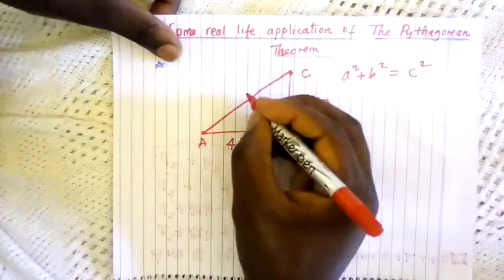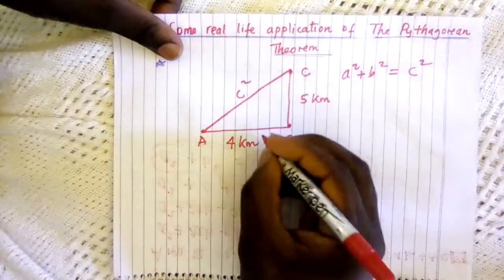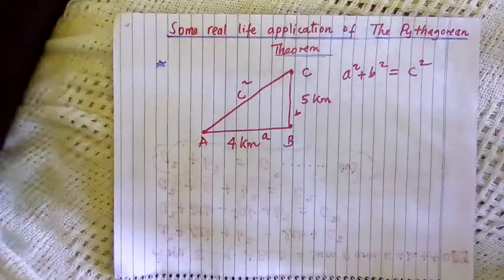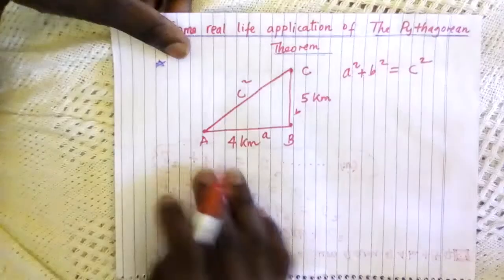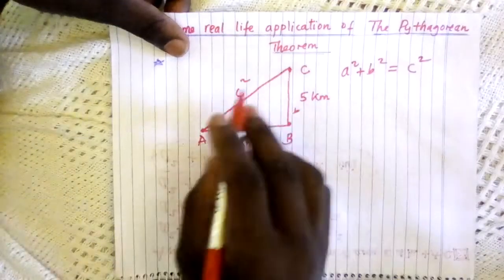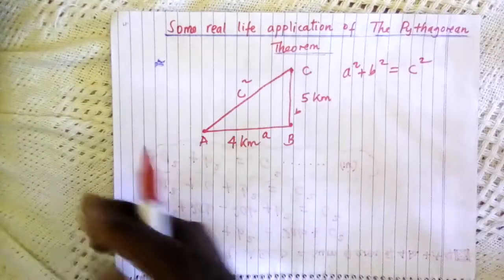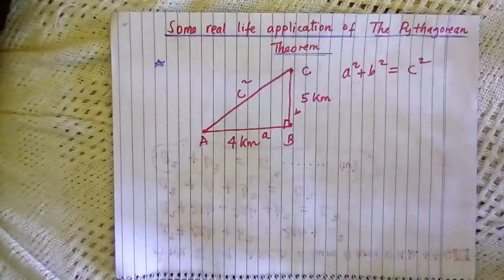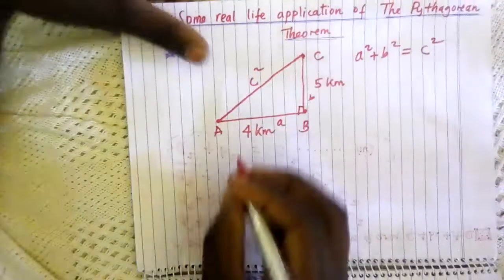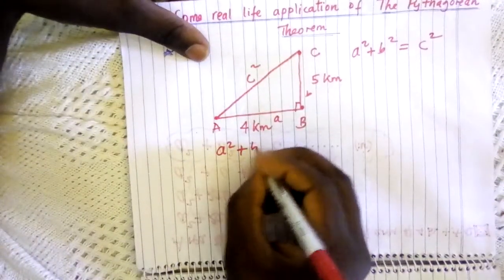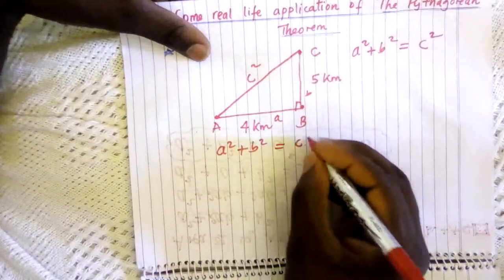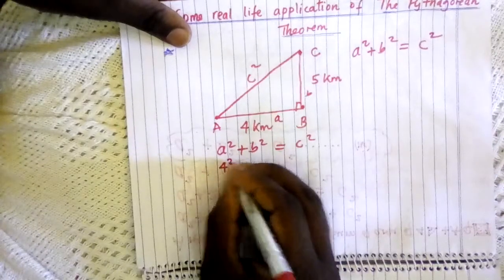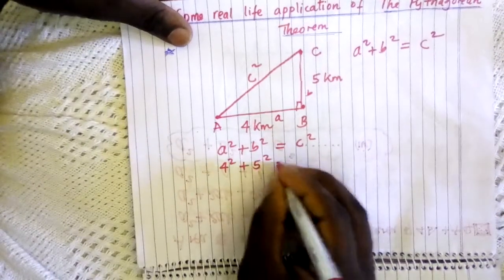So now let's find this length. Let's call this C, and let's call this A, and let's call this B. Right, so we have A, we have B, we don't have C, so we find the missing side, and that's one of the applications. Find the missing side of any right angle triangle. Get it? So we have A squared plus B squared equals C squared. Then we have A as 4 kilometers, so 4 squared plus 5 squared equals C squared.